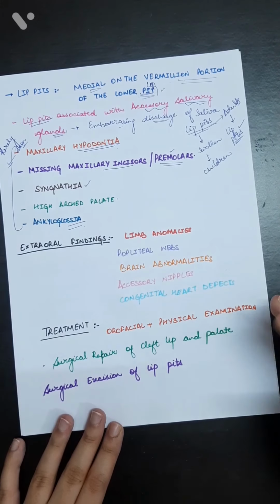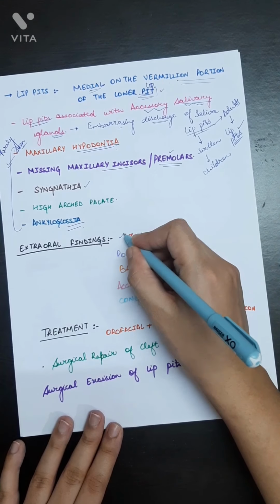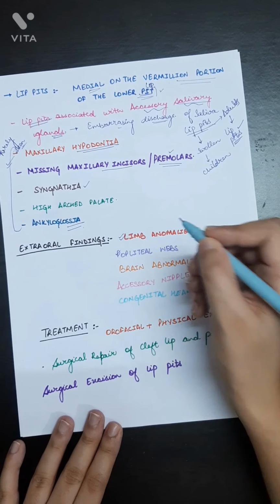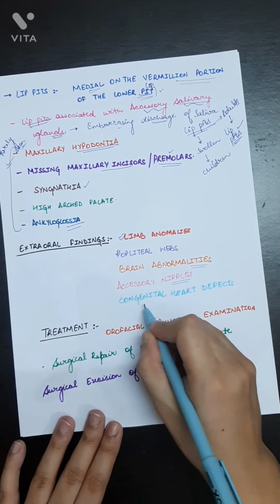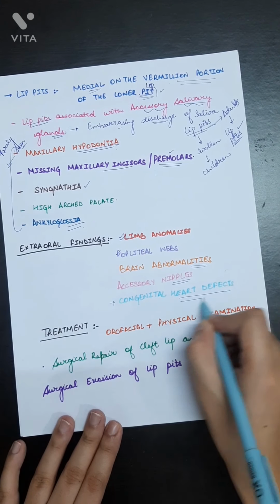Right, now the extraoral findings are limb anomalies can be seen, popliteal webs can be seen, brain abnormalities, accessory nipples and congenital heart defects are seen.